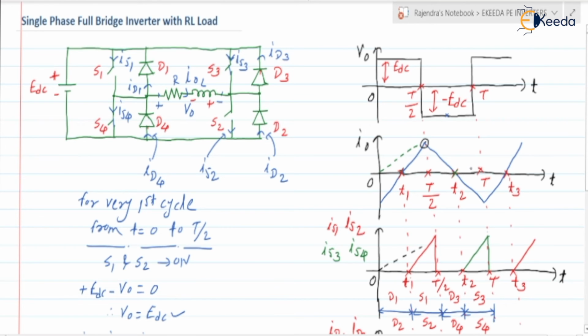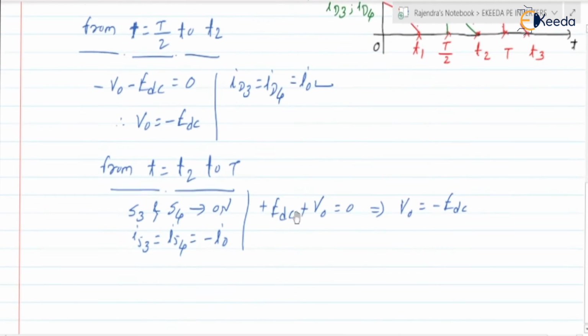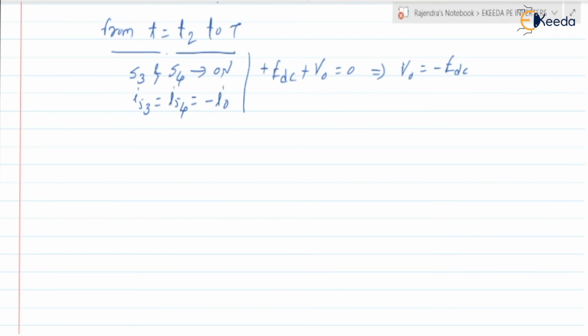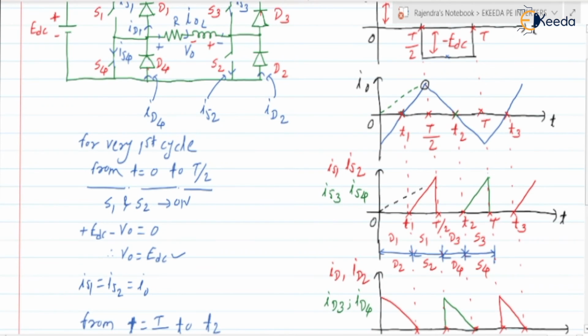Next, after T, what will happen? That is from T is equal to capital T to T3. At this instant, that is at capital T, we are turning off switches S3 and S4. So when S3, S4 are turned off, in the load we have the inductor.